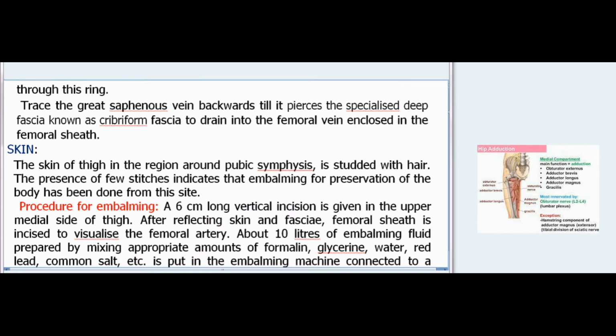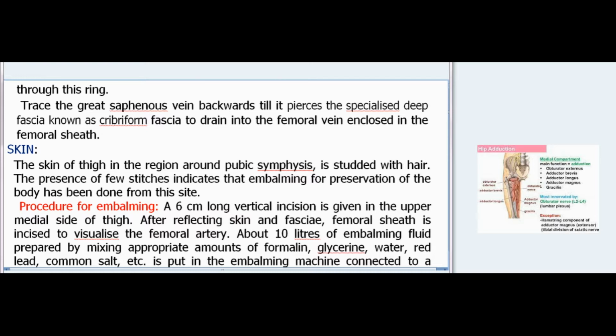Trace the great saphenous vein backwards till it pierces the specialized deep fascia known as cribriform fascia to drain into the femoral vein enclosed in the femoral sheath. Skin: the skin of the thigh in the region around the pubic symphysis is studded with hair. The presence of a few stitches indicates that embalming for preservation of the body has been done from this site.